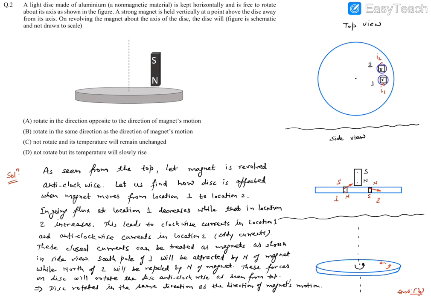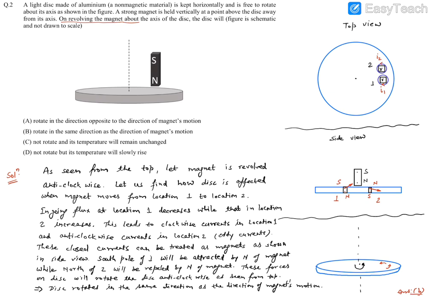So let's begin. It says a light disk made of aluminium, which is basically a conductor and a non-magnetic material, is kept horizontally and it is free to rotate about the axis as shown in this figure. So this is the axis. It could rotate if required. Further, it says a strong magnet is held vertically at a point above the disk, away from the axis of the disk. So it is placed over here, as shown in the figure.